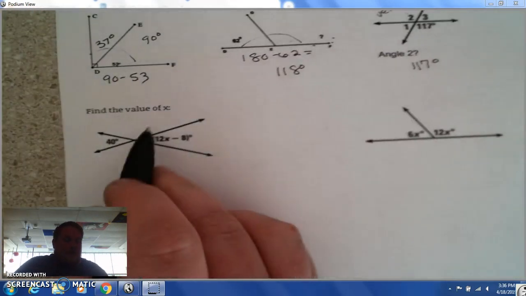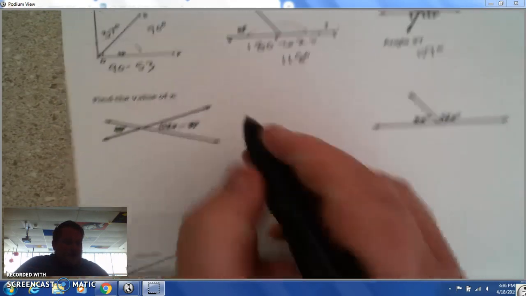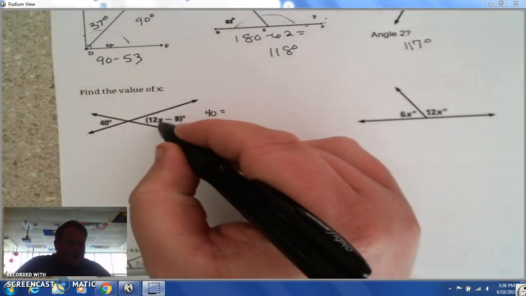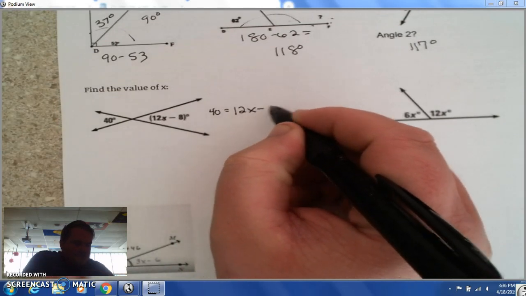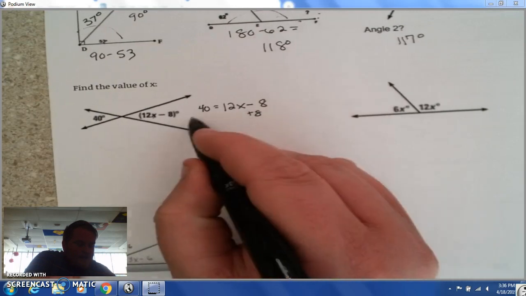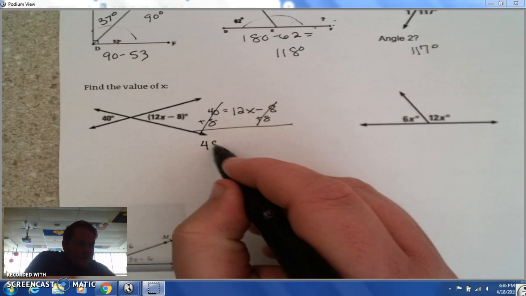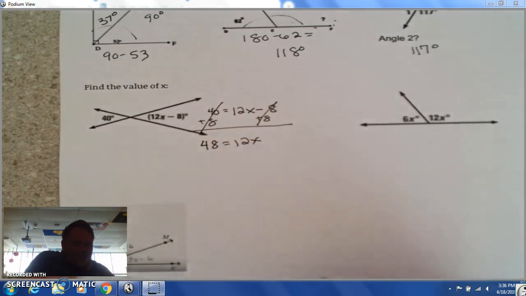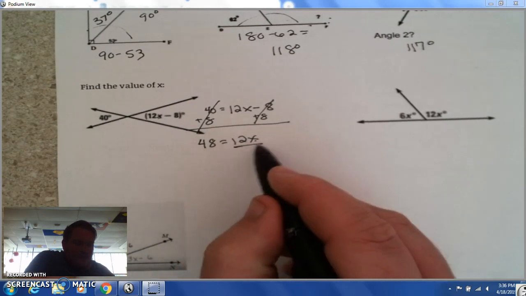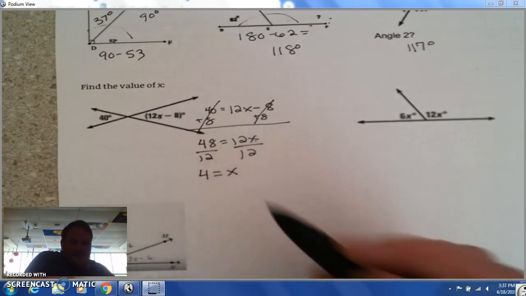How do you find the value of x? Well, you know these are both equal, so you solve it like an equation. I'm going to set 40 equal to 12x minus 8. And then I'm going to solve. I have to add 8 to both sides. I get 48 equals 12x. Here, I want x by itself. 12 is multiplying, so I do the opposite, I divide, and 4 is equal to x.